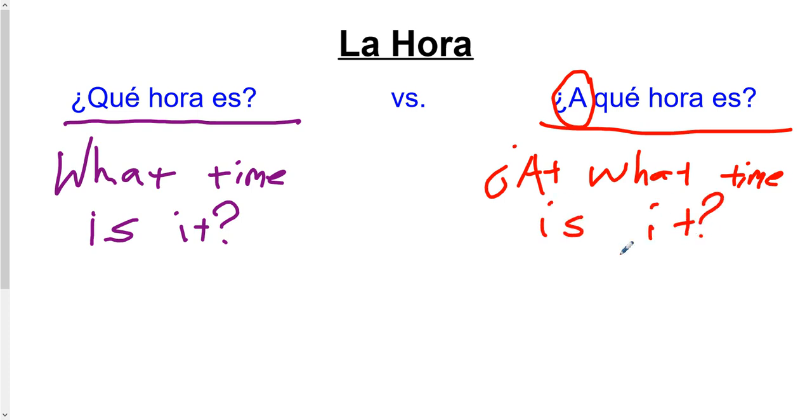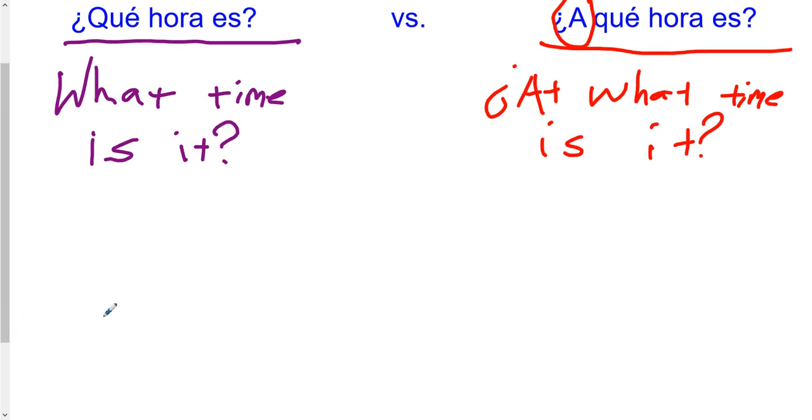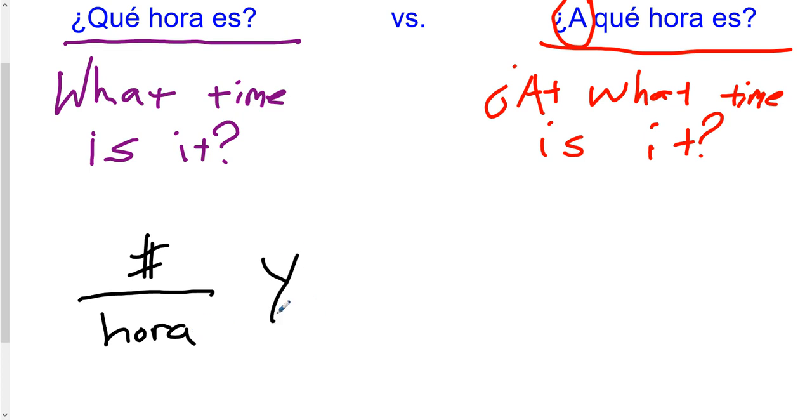Okay? And your answer will shift slightly depending on which one you're using. Let's talk about qué hora es first and talk about how you form time, and then we'll come back to a qué hora es. So, to tell time in Spanish, it's pretty simple. You just do the hour as a number in Spanish, the hora. And then the easiest way to do it is to say y, which means and, then do the number for the minutes, minutos.